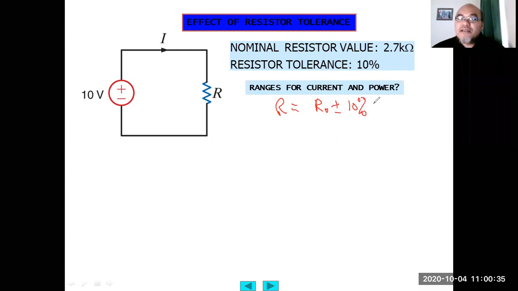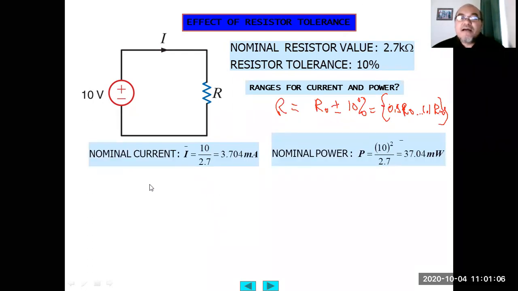So what does it mean? Actually, the range is from 100% minus 10%. How much is 90%, right? Or 0.9 multiplied by R0, until 100% plus 10%, yeah, 110%, or 1.1 multiplied by R0. So this is the value. So having said that, let's continue.